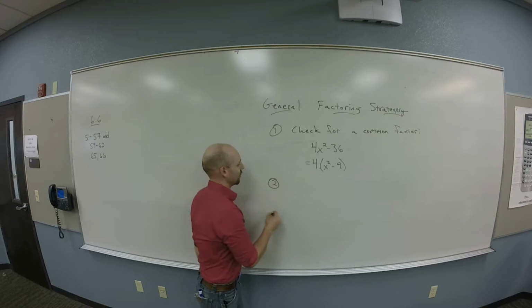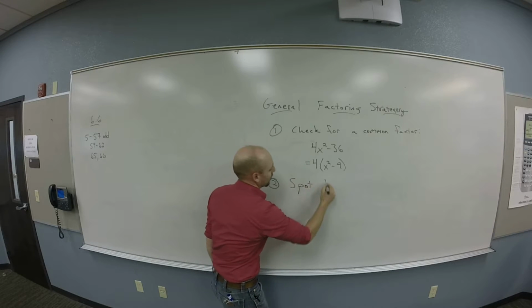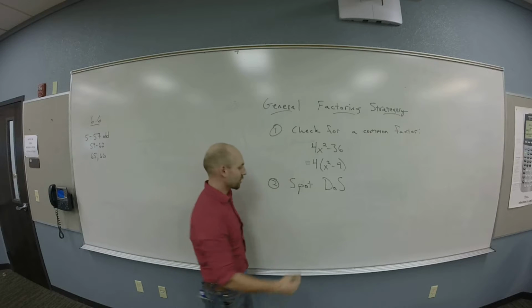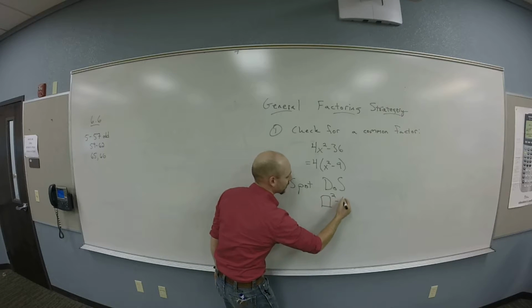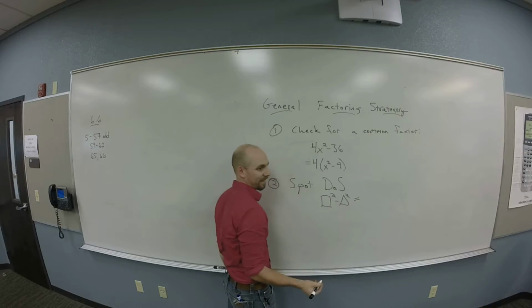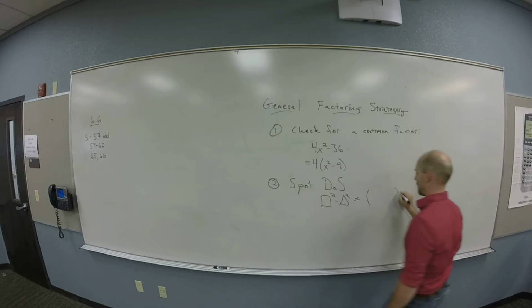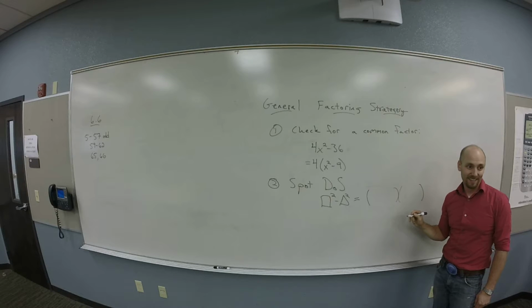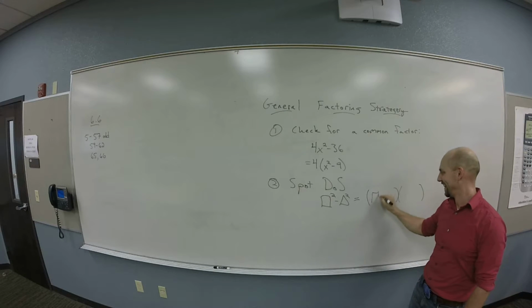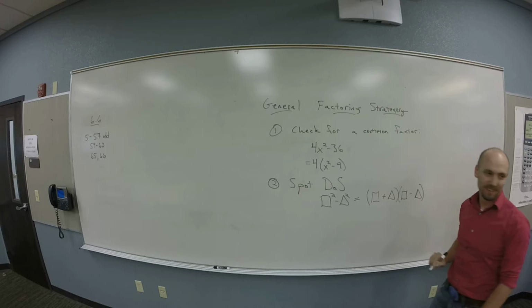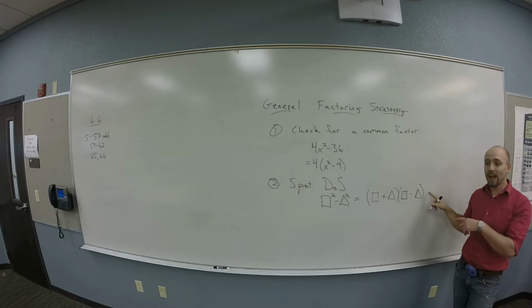Okay, so step 2 is going to be spot difference of squares, right? And you guys all remember that a difference of squares looks like something like square squared minus triangle squared. And what can you factor this thing into? Square plus triangle, and square minus triangle? Yeah? Okay, so put that form in your head.